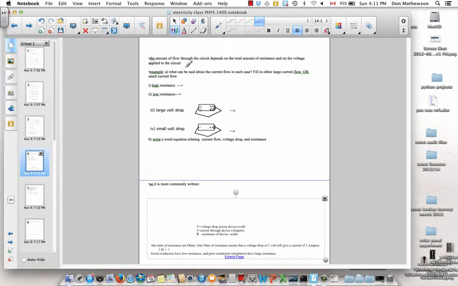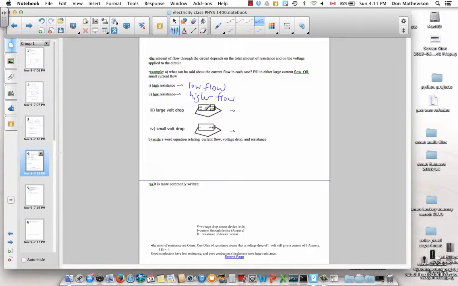Now, the amount of flow that's going through a circuit depends on the total resistance and the voltage. This is known as Ohm's Law. If we have lots of resistance, there's not going to be very much flow. With not very much resistance, you'll have a much higher flow, which suggests that the amount of current flow is inversely proportional to the resistance. So large resistance means low flow, small resistance means large flow.